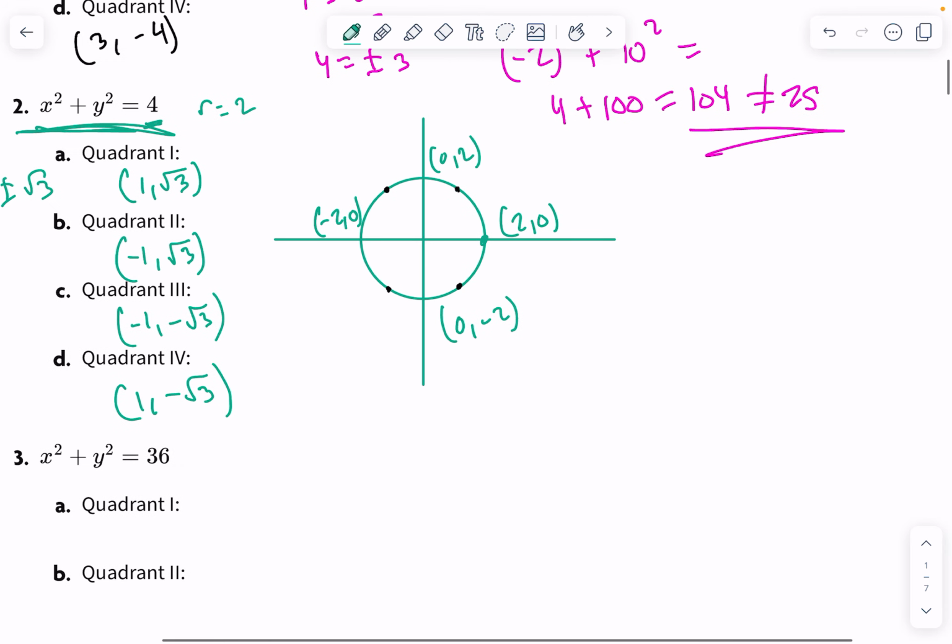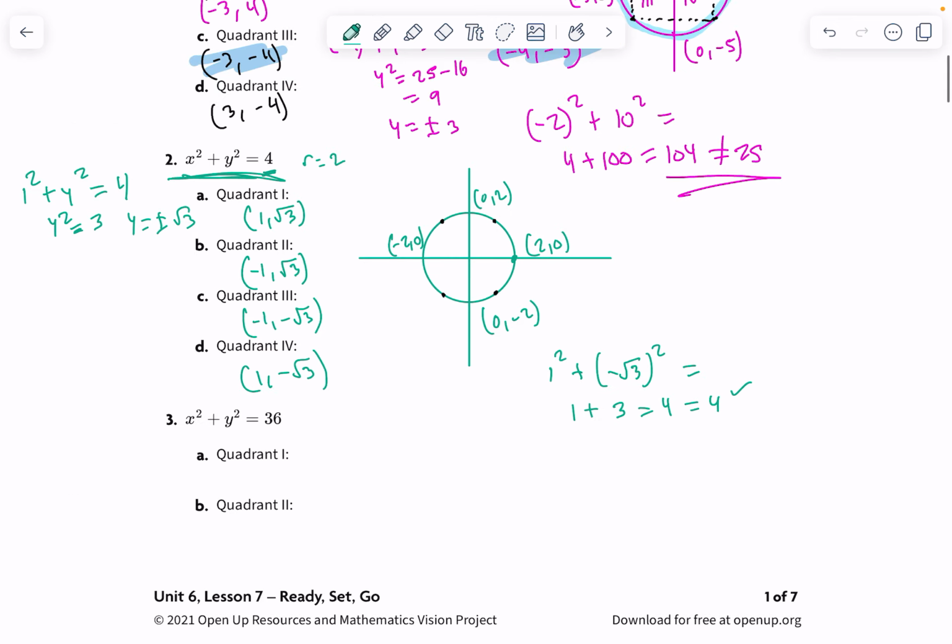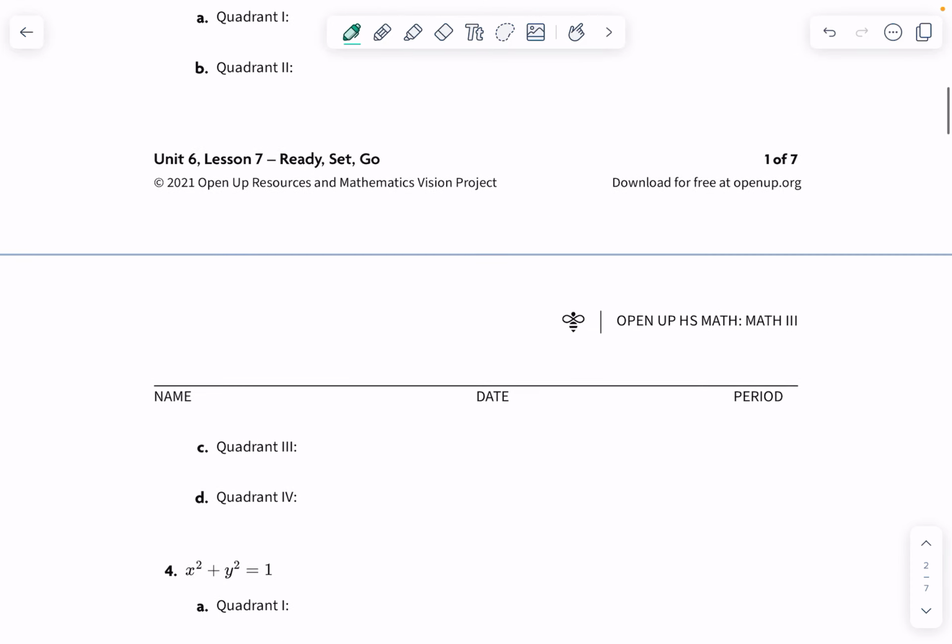Okay, let's test it out. If I have 1 squared plus negative square root of 3 squared equals, so I have 1 plus negative square root 3 times negative square root 3, which will be 3. So 4 equals 4 is a true statement. So therefore, those points work out for me, right?